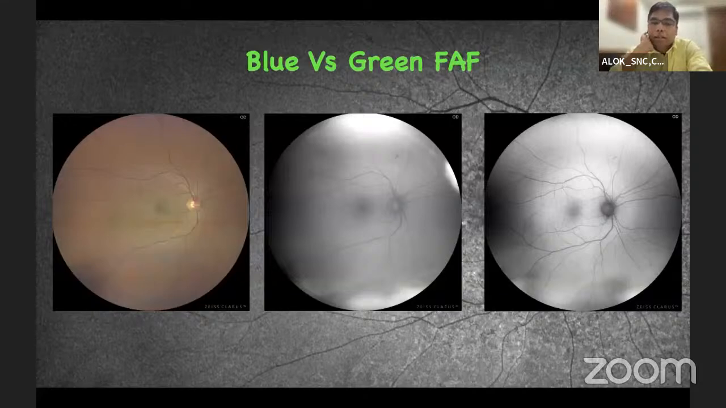Now, this is autofluorescence taken by the same camera using two different wavelengths. One in the center is the blue wavelength, and you can see that the contrast is decreased because of the impedance by the lens, which causes impedance of the blue rays. And this is with the green autofluorescence towards the extreme right of the screen, and you can see that there is an improvement in the contrast.